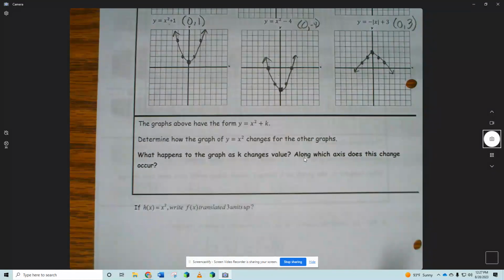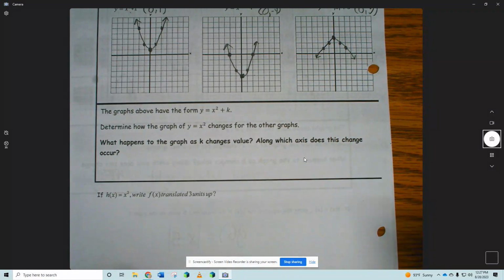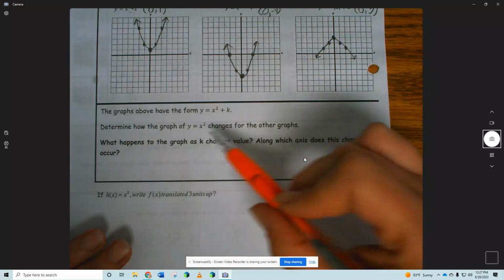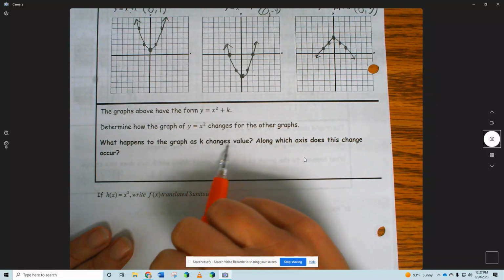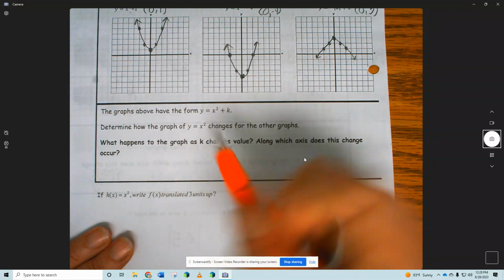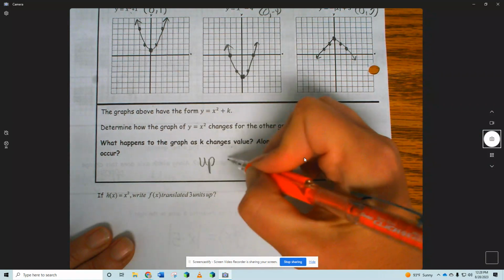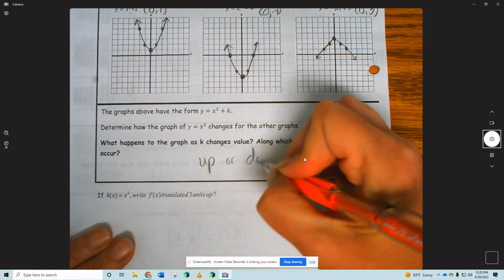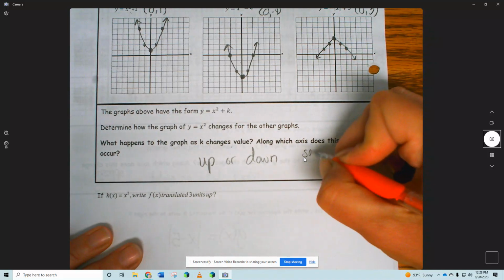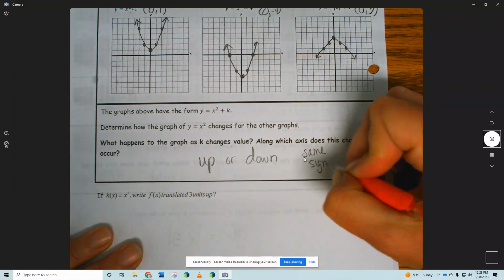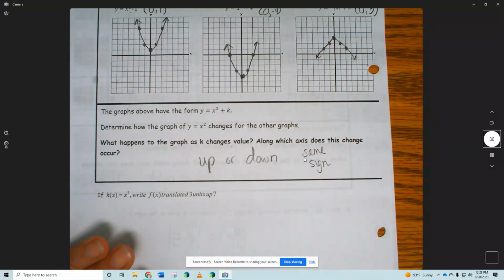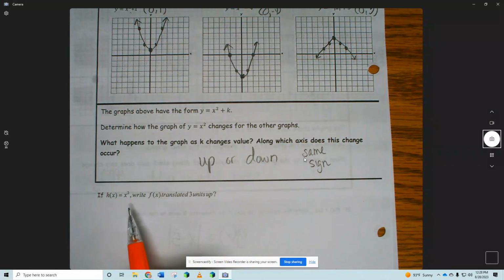The graphs above have the form x squared plus k. What happens to the graph as k changes? What does k do to my graph, you guys? Hold on, don't answer every question. Up or down? Same sign. And then write x squared.